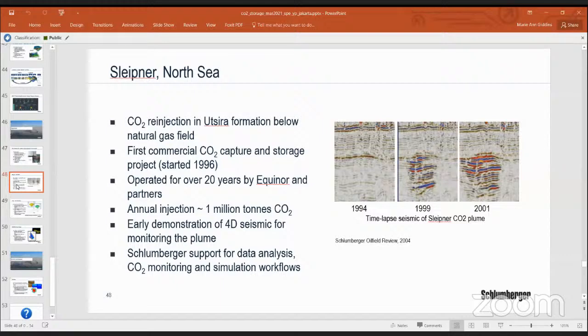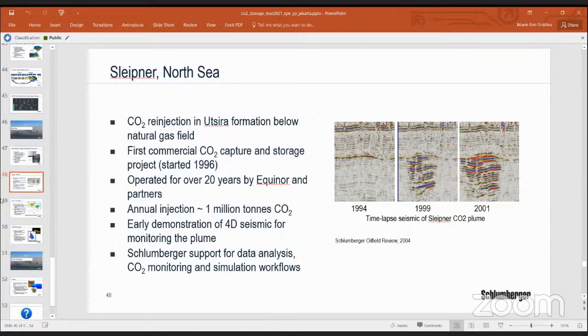In the North Sea, the Sleipner Reservoir is one of the first commercial CO2 capture and storage projects. It was started 25 years ago now, and it's been operated by Equinor and partners. Their annual injection rate has been about 1 million tonnes of CO2 per year, and they also provided an early demonstration of how 4D seismic can be used to see where the plume goes.